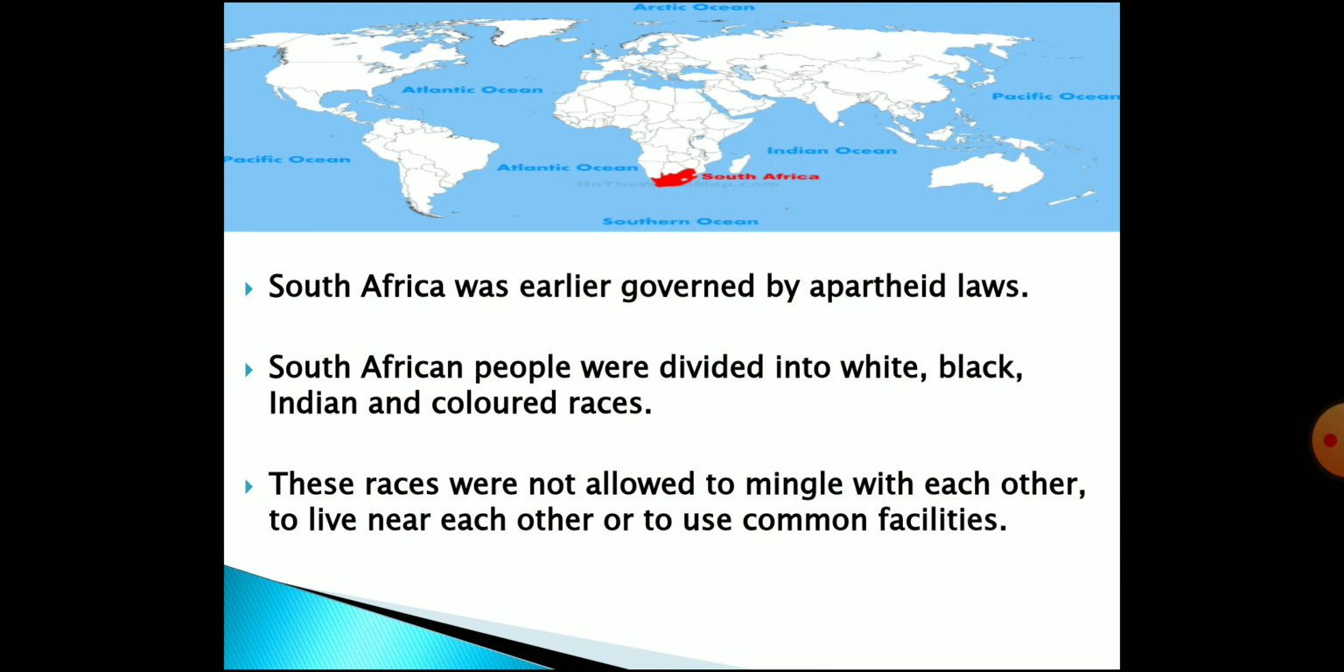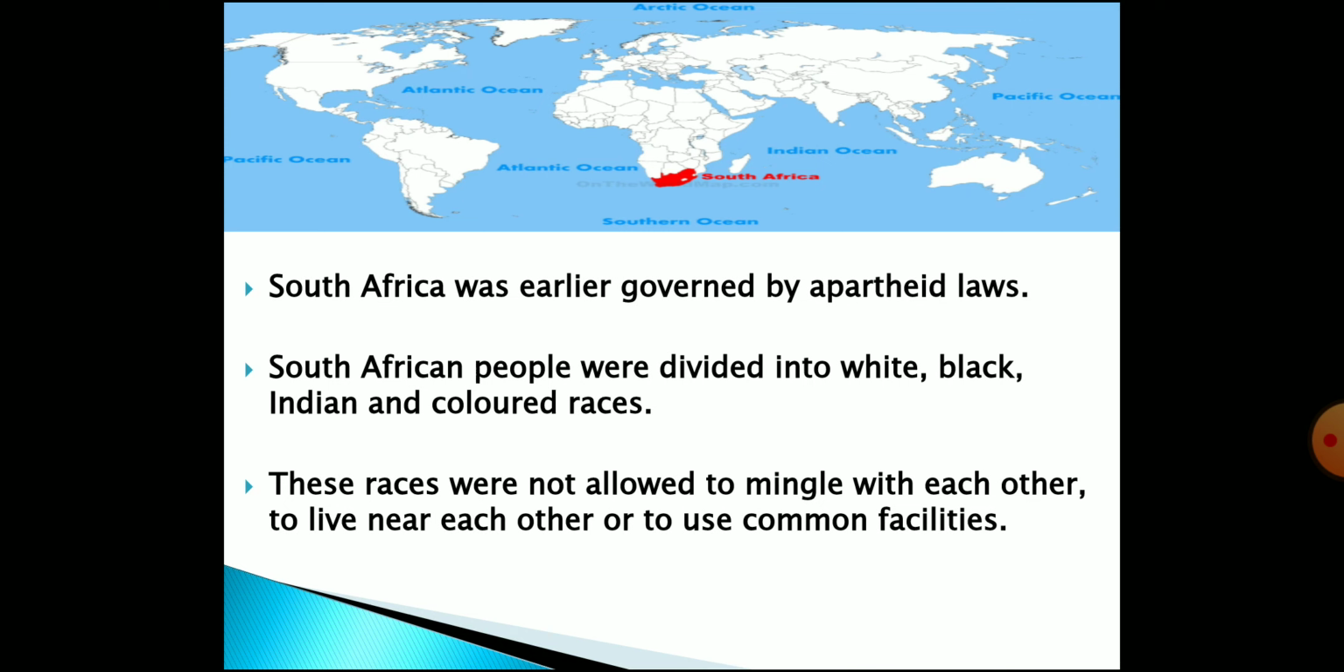The chapter begins with South Africa's example, which was earlier governed by apartheid laws. Children, apartheid means separation on the basis of race. Actually, children, South Africa has people of several races. There are people whose skin color is black and who belong to South Africa. There are whites who came there to settle. And there are Indians and colored races who came as laborers and traders.